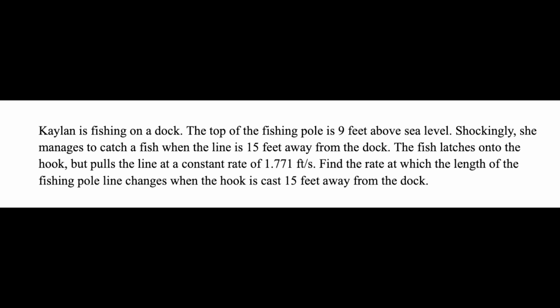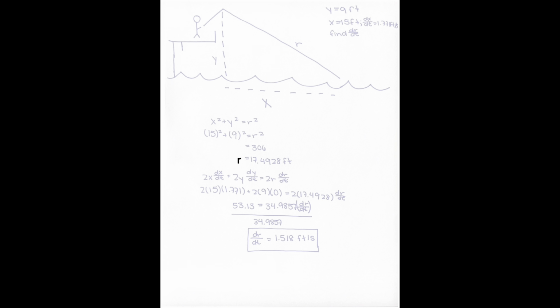In this equation, we are given the values for x and y, where x is the distance in which the line is cast, which is 15 feet, and y is the distance from the top of the pole to sea level, which is 9 feet. Then you would take these two values and plug them into Pythagoras' theorem to solve for the value of r, x squared plus y squared equals r squared. We get the value for r, which is 17.4928 feet.